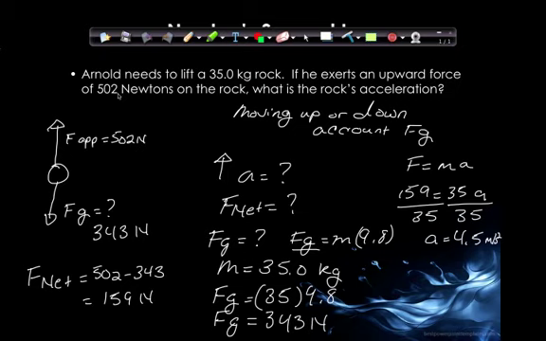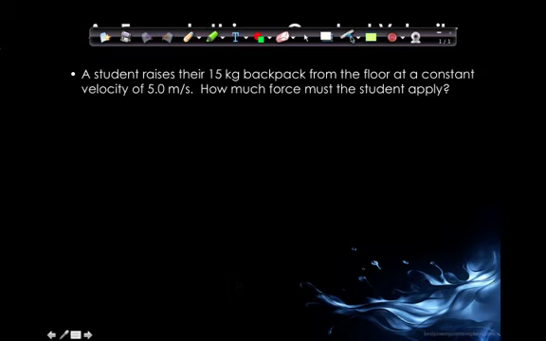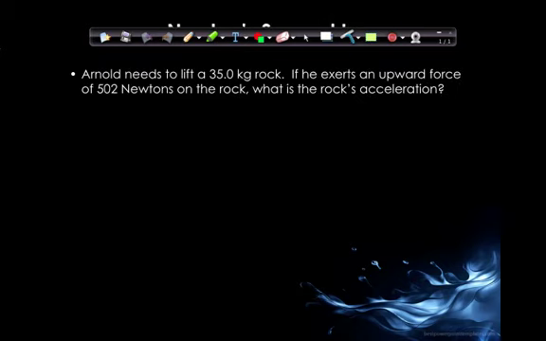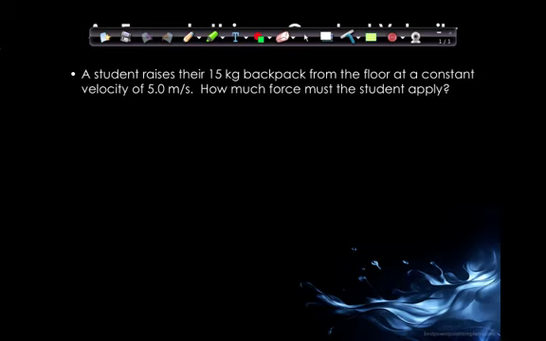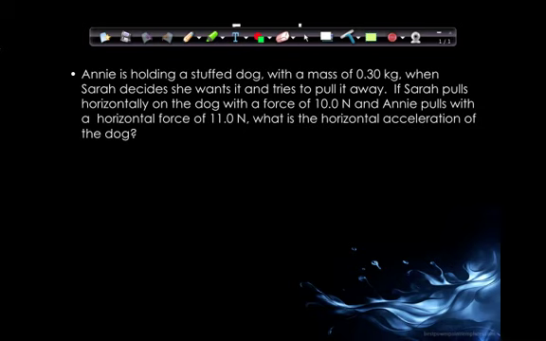So let's do another example of net force. Annie is holding a stuffed dog with a mass of 0.3 kilograms. When Sarah decides she wants it, she tries to pull it away. If Sarah pulls horizontally on the dog with a force of 10 newtons, and Annie pulls with a horizontal force of 11 newtons, what is the horizontal acceleration of the dog? So first of all, we are looking for the horizontal acceleration of the dog.